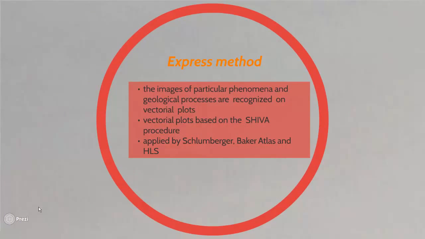The images of particular phenomena and geological process are recognized on vectoral plots. It should be noted that we have to do with the apparent dips at this stage of the interpretation. It allows to identify quickly main structural tectonic features just after their physical measurements.